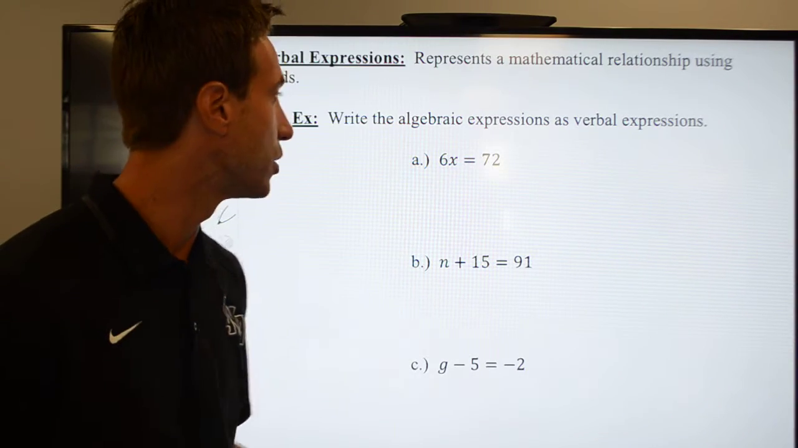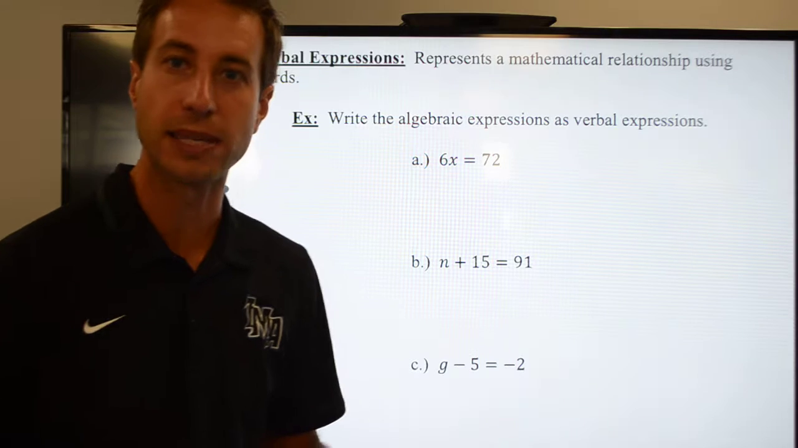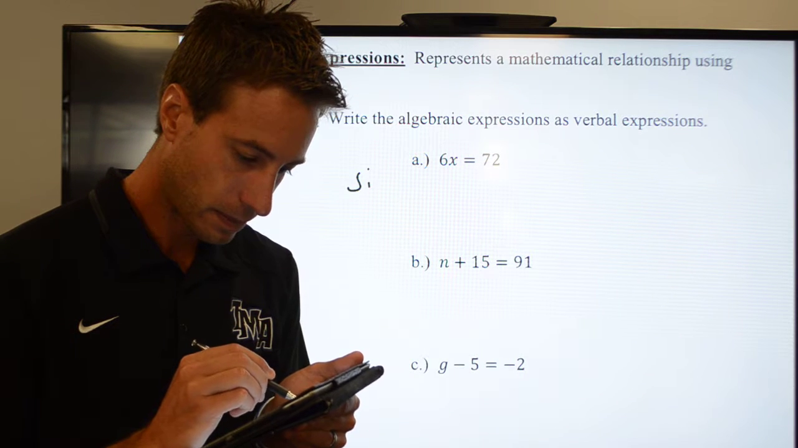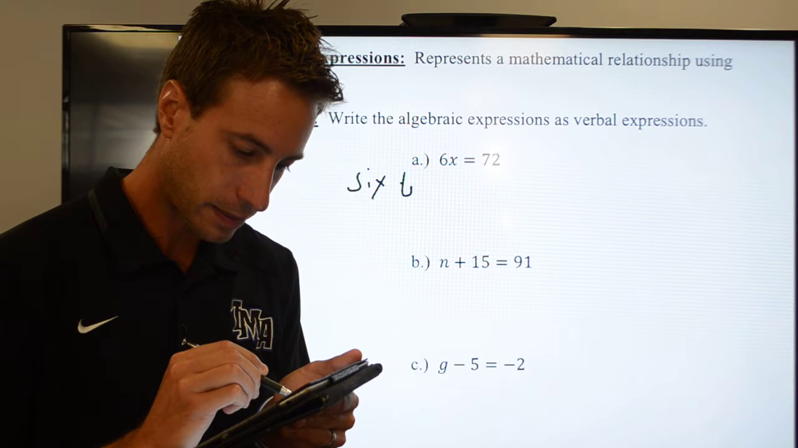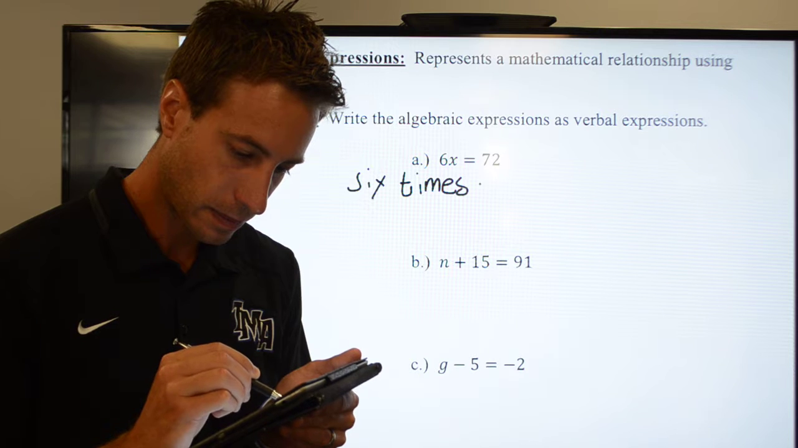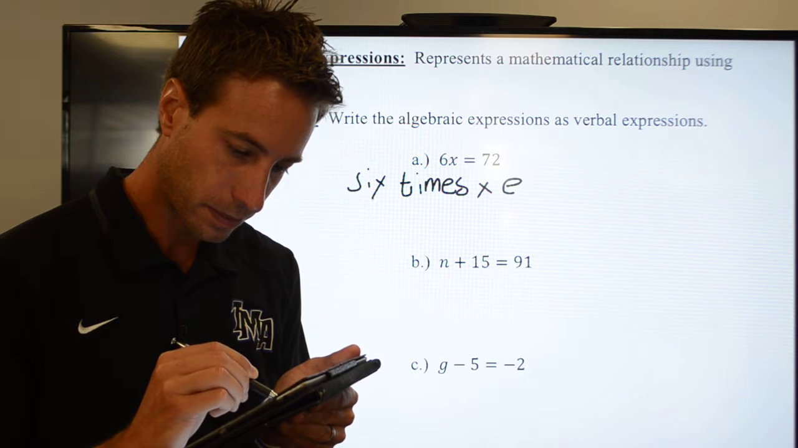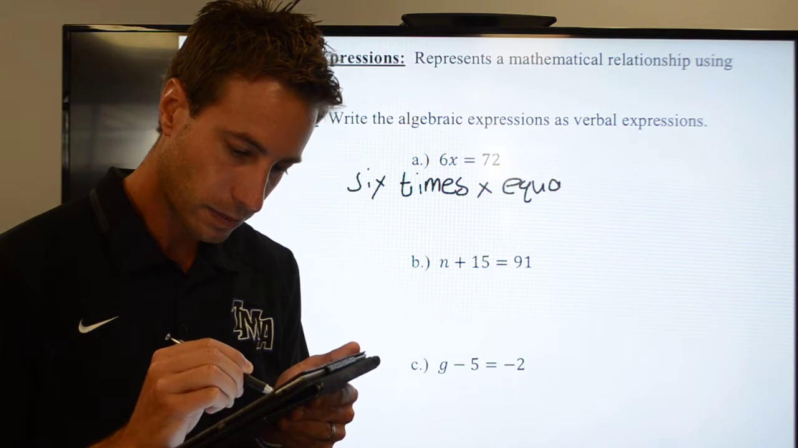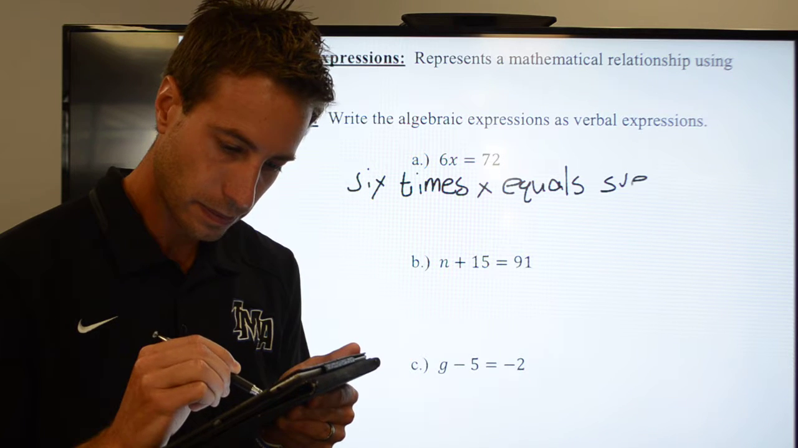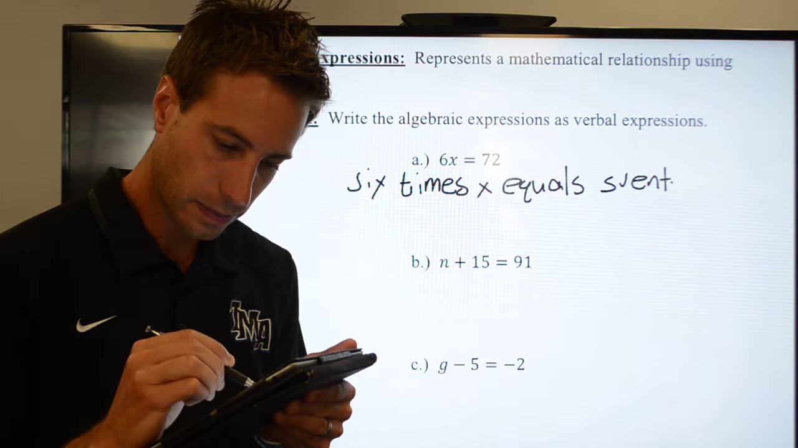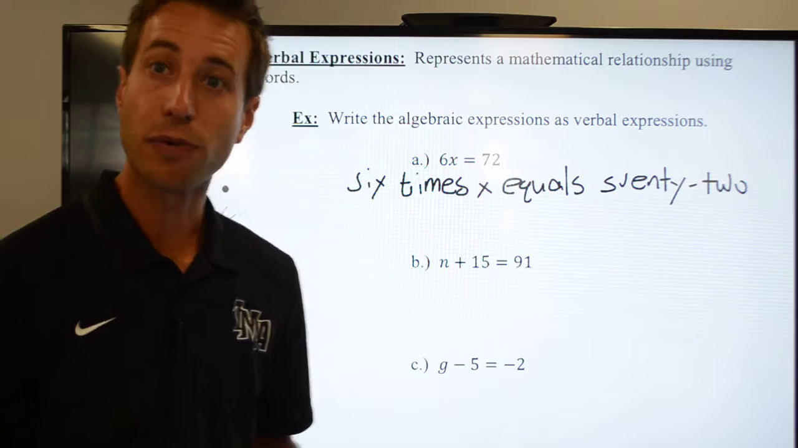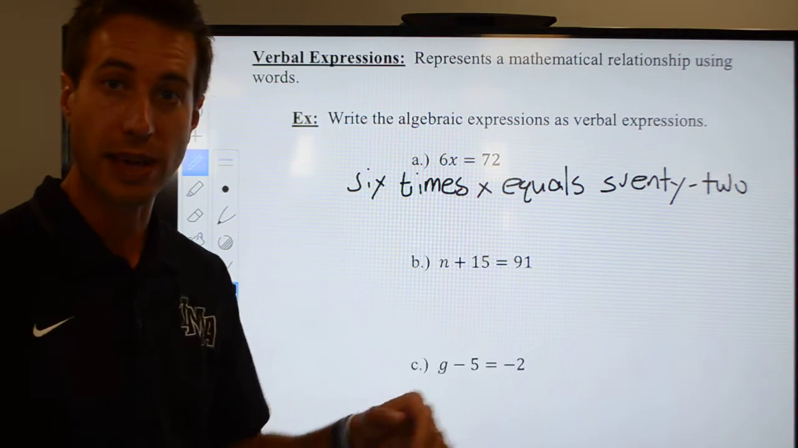What you might be tempted to do is say, hey, I have a 6 times x. Why don't I just do 6 times x equals 72. And that's perfectly fine, right? There's nothing wrong with that sentence.